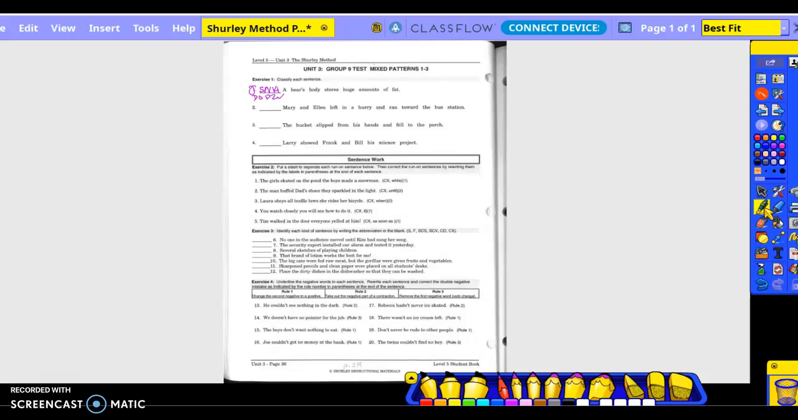All right, Mary and Ellen left in a hurry and ran toward the bus station. Who left early and ran toward the bus station? Mary. So compound subject noun, and is a what? Conjunction. What is being said about Mary and Ellen? Left. Left is a verb. Okay, it's left and what? Ran. So they are actually compound verbs, right? And is the conjunction. Okay.